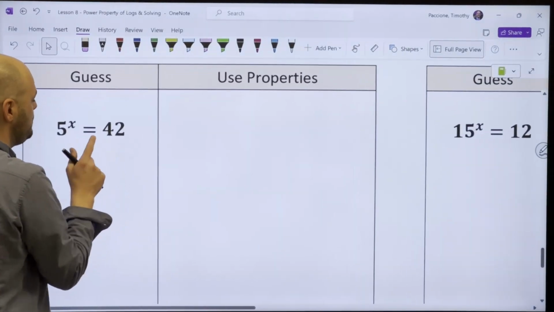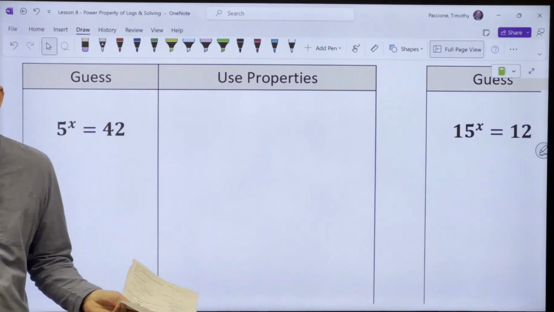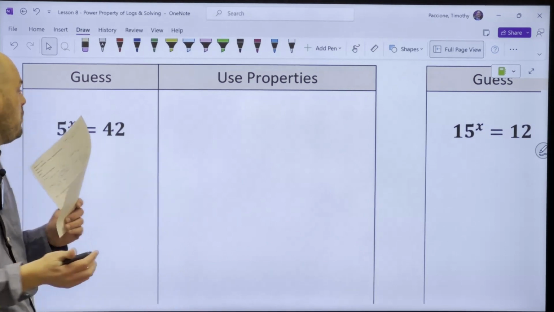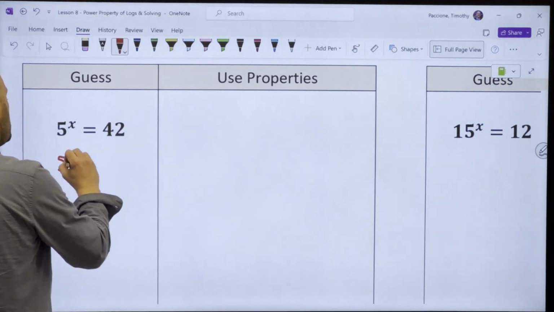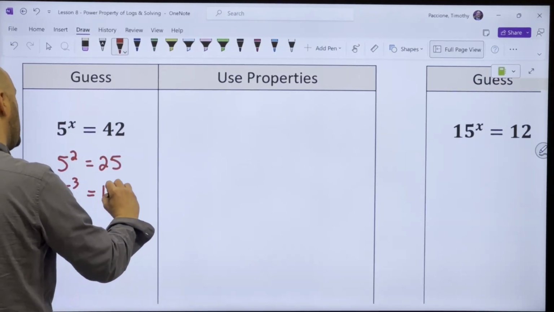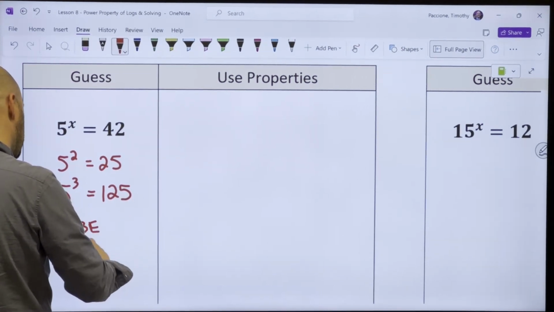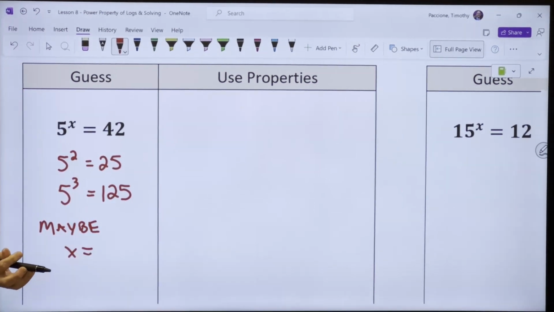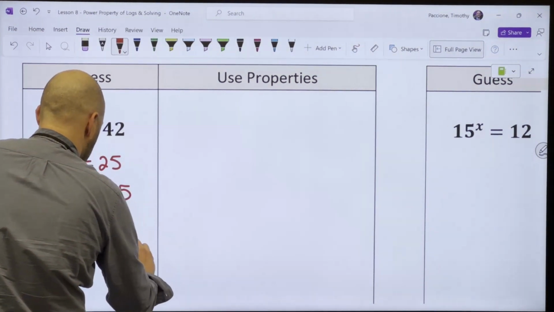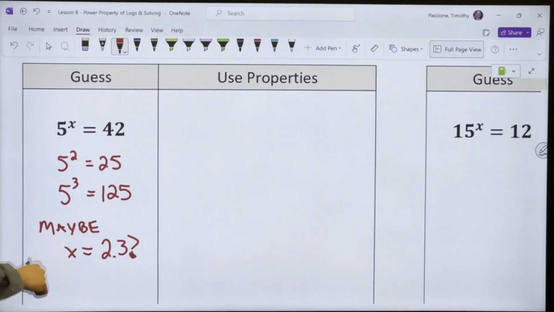Now, let's look at this problem. 5 to the x equals 42. One of the classic ones that we would not have any way to go with, right? We would just guess and check or estimate, pick up our calculator, start typing in numbers and try to maybe get there, right? We might go, well, I know that 5 squared is 25, and I know that 5 cubed is 125, so maybe x equals, what do you think? 2.3-ish? Sure. And that's still useful. We use it to check our answer when we get the exact answer, because we're about to get the exact answer, not a guess, not a check.